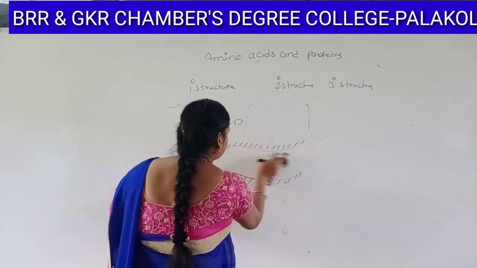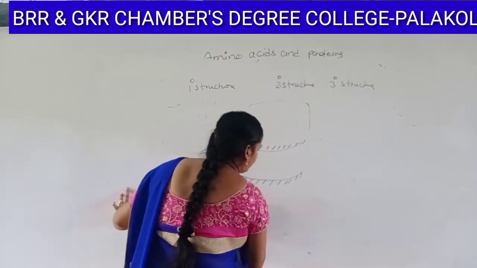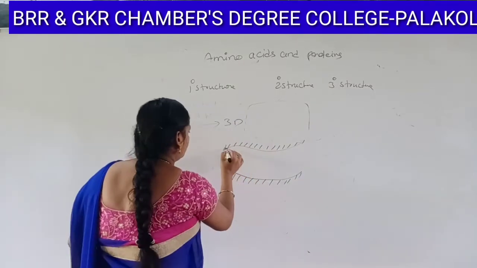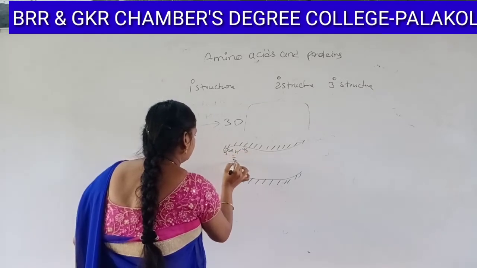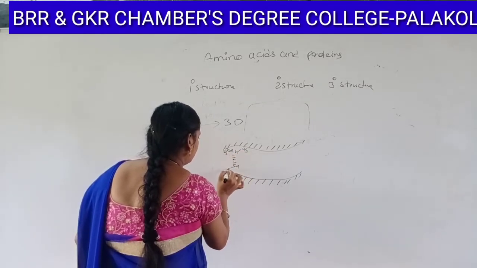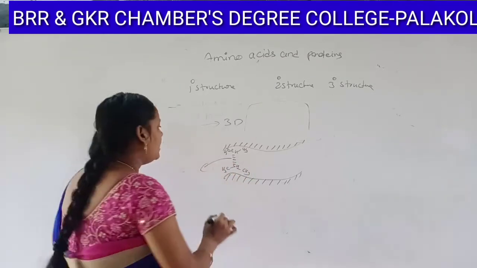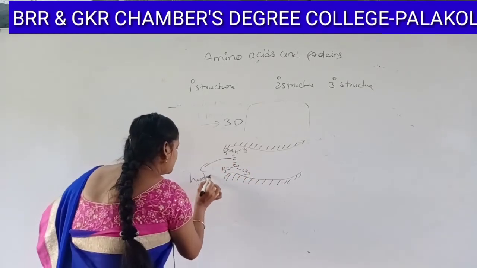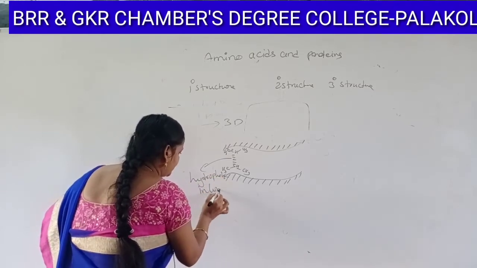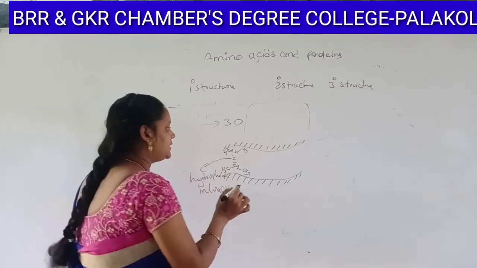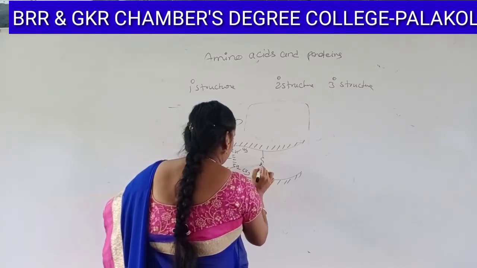You may have all these things in tertiary structures. They will fold to give the best structure of protein. You may have CH, CH3, CH3, CH, CH3, CH3. Here it may have hydrophobic interactions. Hydrophobic interactions. Okay students?